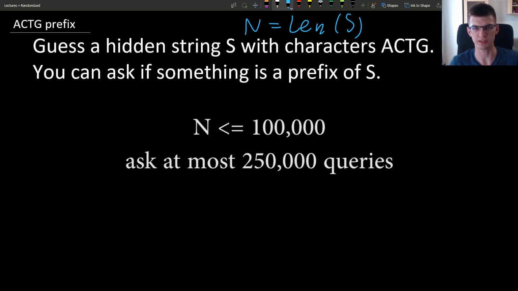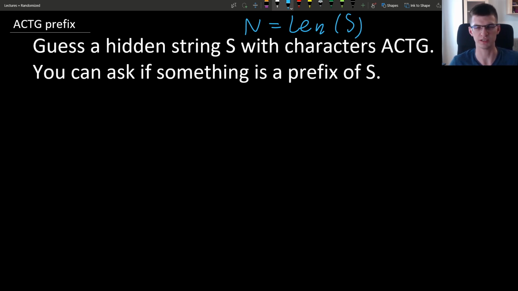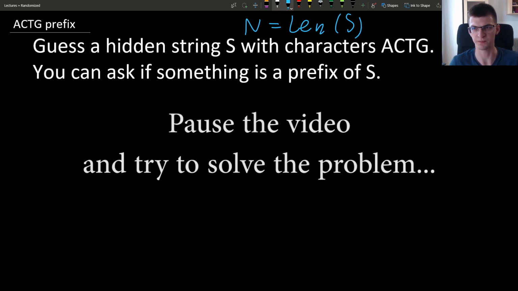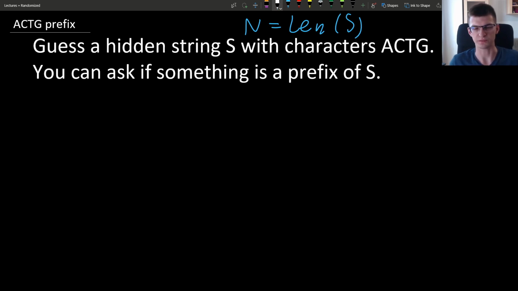This time the statement doesn't have anything about the least number of something or a random process, and still we will be able to use a randomized algorithm. Well, let's start with a brute force. A naive thing to do is to ask if a is a prefix of string s. Let's say that no, it isn't. Then try c, then try t, and so on. Finally, when you have a match, continue with that.